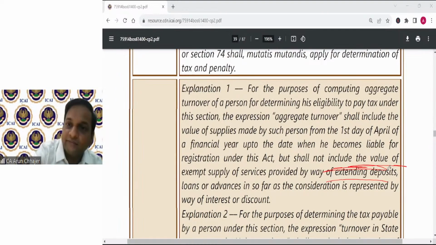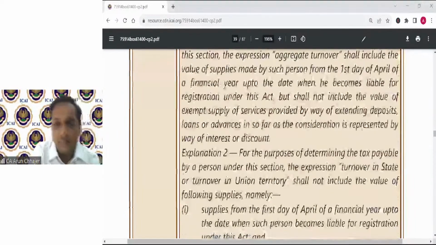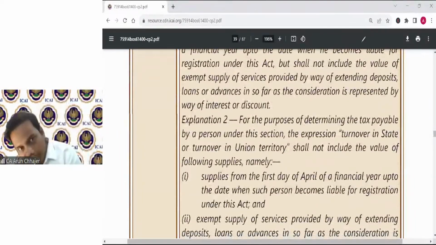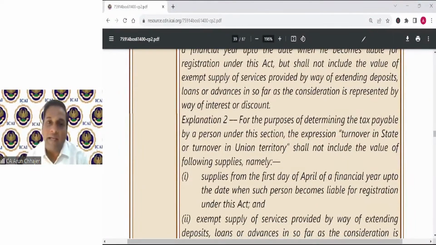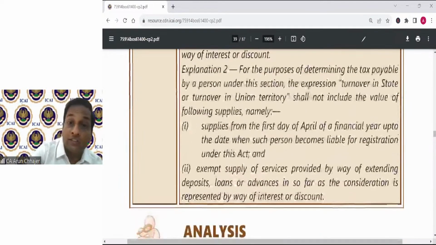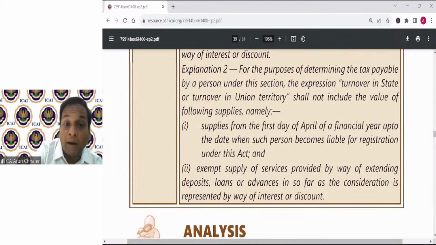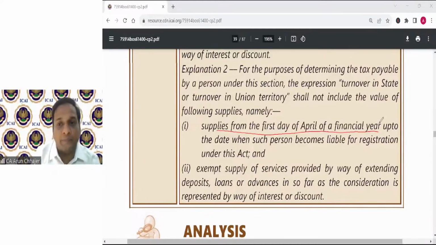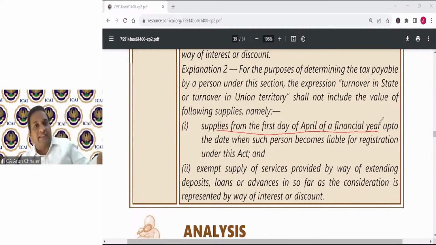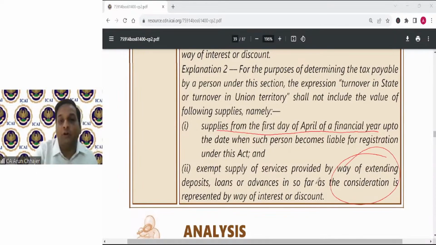Then they are saying, explanation 2 is saying, for the purpose of determining the tax payable by a person under this section, the expression turnover in the state or UT shall not include the value of the supply made from the first day of April up to the date when such person becomes liable for registration under this Act. So prior to taking the registration, whatever sales he has will not be counted, and also the interest income will not be counted.